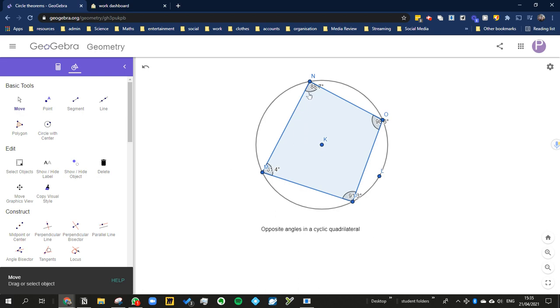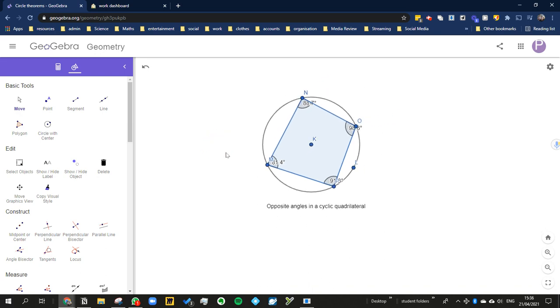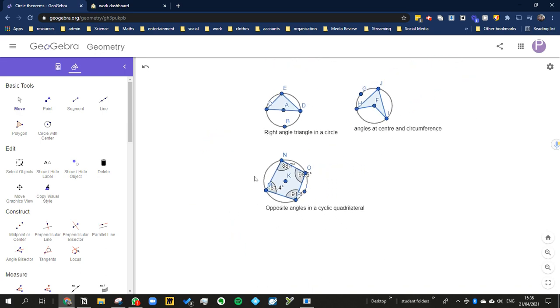And what we're saying is that the opposite angles add up to 180 always, only if the quadrilateral is in a circle. A quadrilateral in general, we know the angles always add up to 360, and so that will still hold. If these two add up to 180, and if these two add up to 180, then that should still hold.